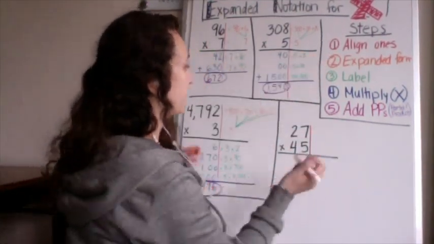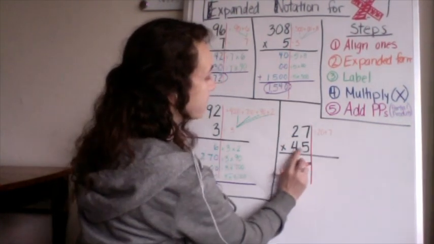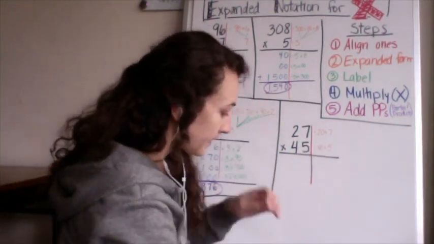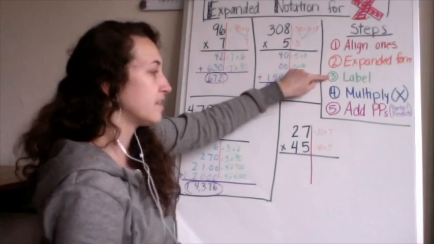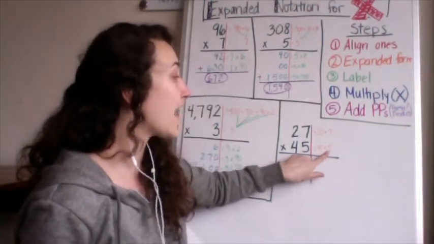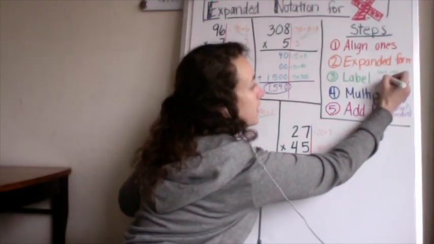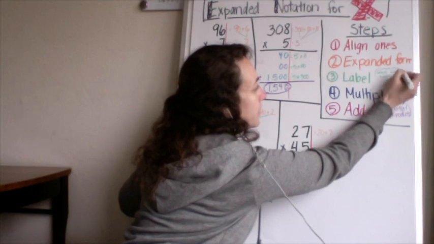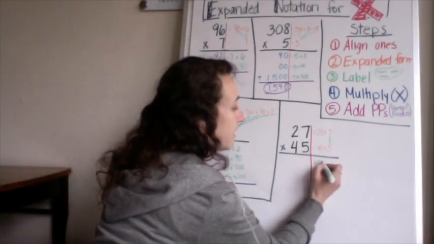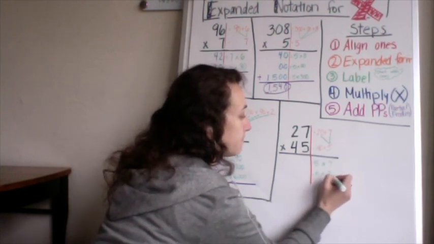Step number 2, expanded form. Here I have 20 plus 7, and here I have 40 plus 5. Now for step number 3, the labeling is different. It's the same idea, but we have to label with both of these now. I'm always going to start in the ones. Always, always, always. So now I'm starting with the ones on both. So I'm going to start with 5 times 7. Then I'm going to go 5 times 20.